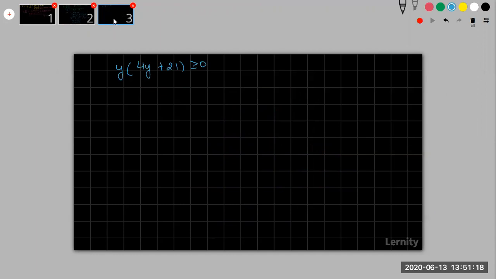So I will find the two factors. From this part I will get y is equal to 0, and from this part I will get y is equal to minus 21 by 4. So I will plot this on a number line. This is y is equal to 0, this is y is equal to minus 21 by 4, and plus infinity, minus infinity.